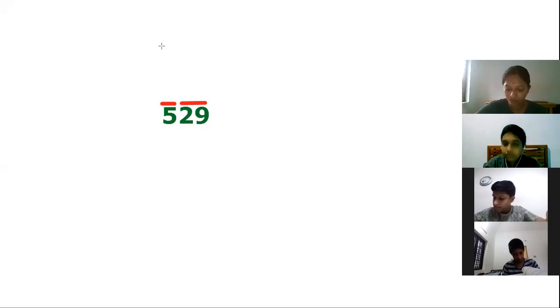Okay, then what's our step 2? Find the largest number whose square is less than or equal to the number under the extreme left bar. Which is the number under the extreme left bar? 5. Okay, then we have to find the largest number whose square is less than or equal to the number under the extreme left bar. We can write that 5 lies in between 2 square and 3 square. Isn't it? 5 lies in between 4 and 9. That's why we can write it is in between 2 square and 3 square.